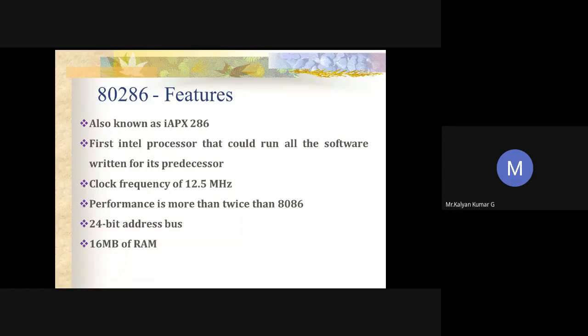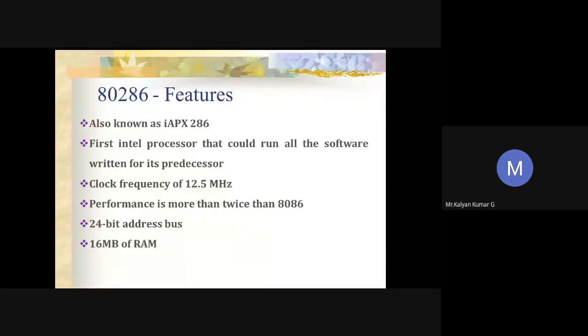And the clock frequency, just make a note of it. Initially 80286 was released with 6 and 8 megahertz only, but subsequently it was scaled up to 12.5 megahertz. Whenever the clock frequency increases, you know the performance also increases. So the 80286 performance will be more than twice that of 8086, because the 8086 clock frequency is just 5 megahertz and here it is 12.5, which means roughly 2.5 times that of 8086.